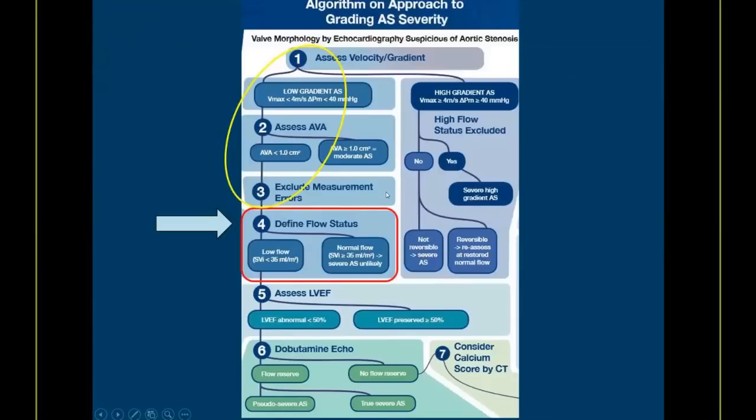So at this point, we want to look at the flow status, because that's going to define whether it's low flow, low gradient severe AS, or normal flow. And in this case, if it's normal flow, then severe AS is unlikely. It's likely just moderate AS with discrepant indices. All right, so let's go through that exercise.